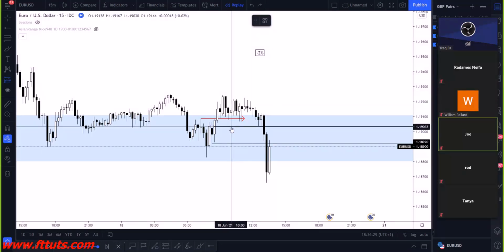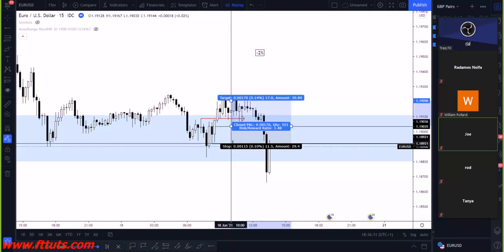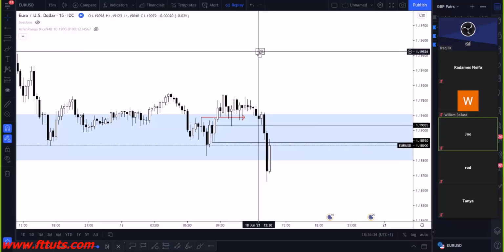I hate this right now. I don't know why. EUR/USD is killing me. But yeah, it taps us in once again, stops us out, negative 3%.